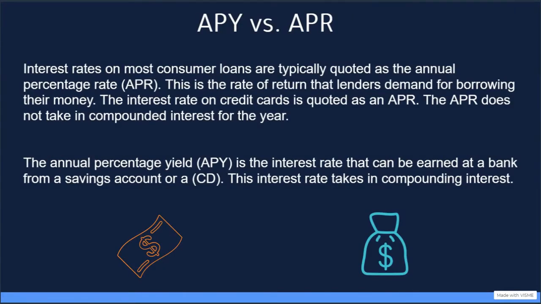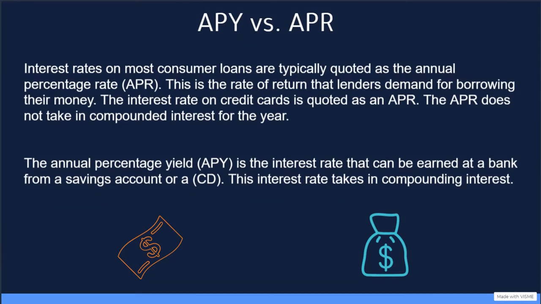Alright, now let's move on to APY versus APR. Interest rates on most consumer loans are typically quoted as the annual percentage rate, or APR. This is the rate of return that lenders demand for borrowing their money. The interest rate on credit cards is quoted as an APR. The APR does not take in compounded interest for the year.